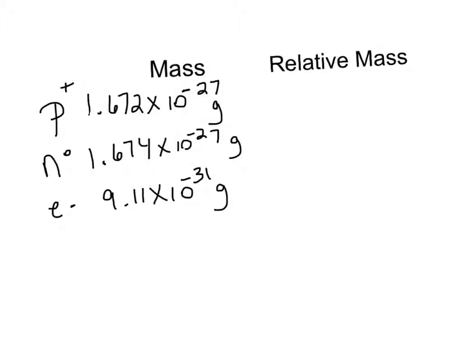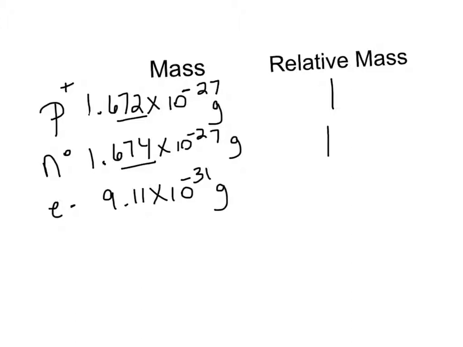Same thing for the masses of the three particles. We could use the exact mass, but you can see they're very, very tiny numbers. But we could take the number of each particle times their mass, add it up, and we get the mass of the whole atom. Or we could use a relative mass. So whatever a proton is, we're going to call that a relative mass of 1. And because if you look at the last part of these numbers, the neutron and proton are very similar in mass, we're going to call that a relative mass of 1 also.